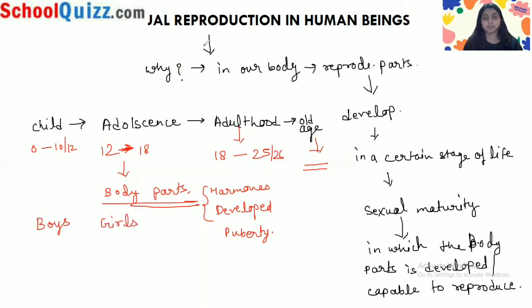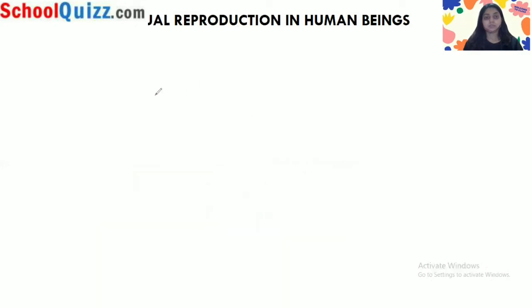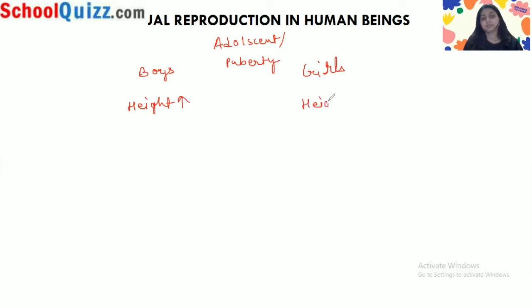So what are these developments? Let's see. In the boys and the girls, there is some development in their body parts at the adolescent age, or you can say when puberty comes. In both boys and girls the height increases, and in boys the voice breaks. You can see a boy turning around 13 or 14 years old, his voice becomes heavy and it breaks, okay. So the voice breaks, and there is genital development.